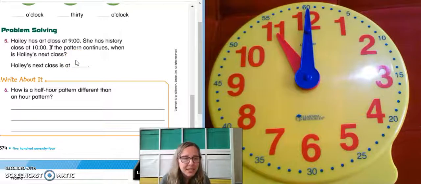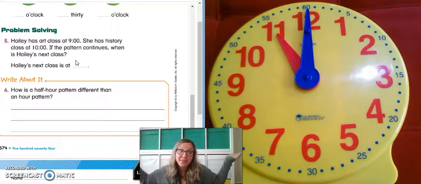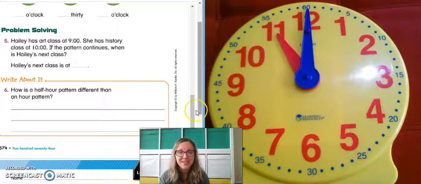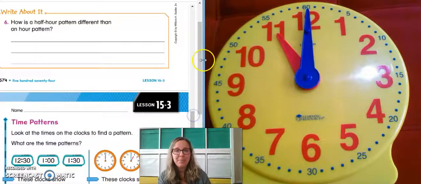And number 6 says, how is a half-hour pattern different than an hour pattern? Well, that's a silly question because the answer is in the question. A half-hour pattern goes every 30 minutes. An hour pattern goes every 60 minutes. Okay? All right, let's look at the top of the next page.